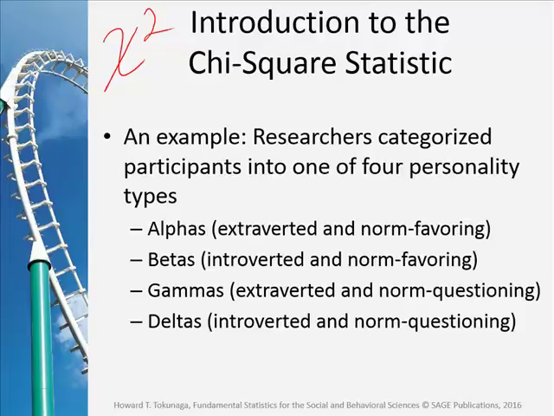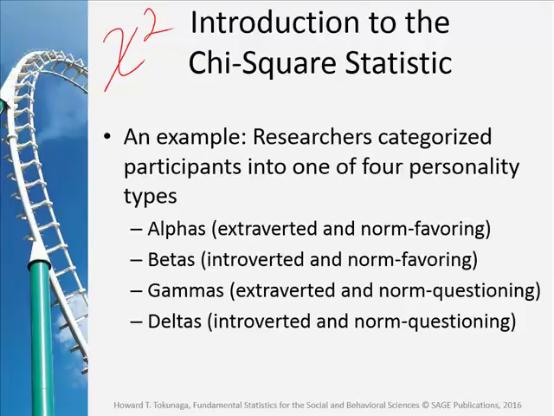So your alphas are extroverted and norm favoring. Your betas are introverted and norm favoring. Your gammas are extroverted and norm questioning. And your deltas are those people that never leave their dorm room. They're introverted and norm questioning. They never leave their dorm room and they don't take a shower. Okay. So you have these 4 personality types.